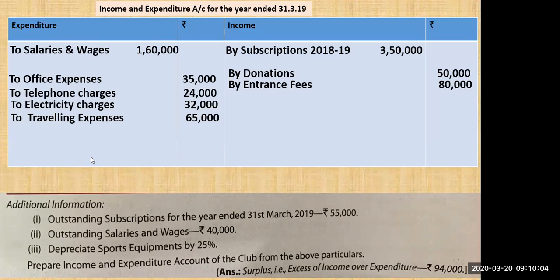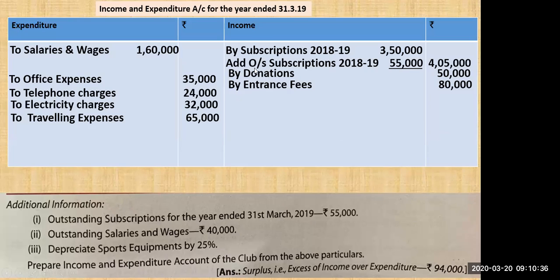No. Although we write outstanding subscription, this is your income. It's going to be on the asset side. So all the adjustments which are given will affect two sides. One is the income and expenditure account. Second is the balance sheet, and it will affect only the closing balance sheet, not the opening balance sheet.